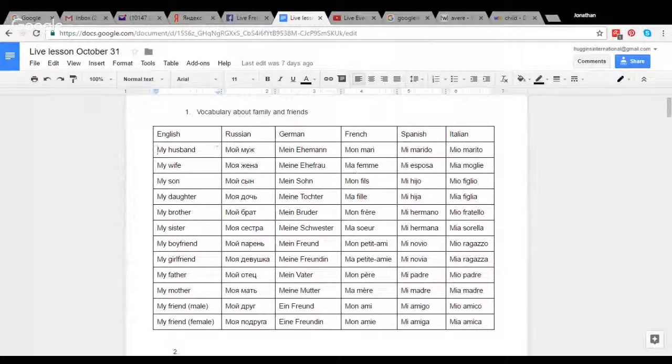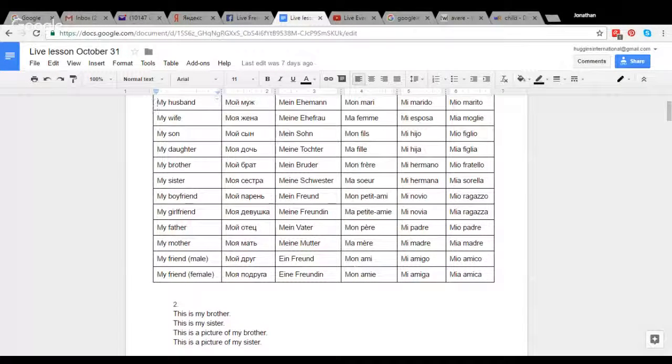So this is vocabulary that we were looking at last week. And so I would use these: mon mari, ma femme, mon fils, ma fille, mon frère, ma sœur, mon petit ami, ma petite amie, mon père, ma mère, mon ami. And I would switch these from mon to ton, with a T, T-O-N, or T-A: ton mari, ta femme, ton fils, ta fille, ton frère, ta sœur, ton petit ami, ta petite amie, ton père, ta mère, ton ami. Because of the letter A, I would still use the ton there.